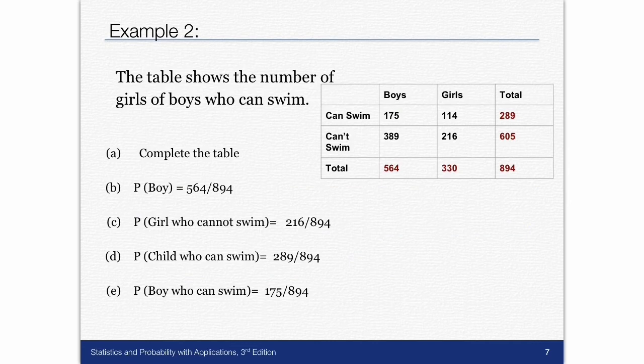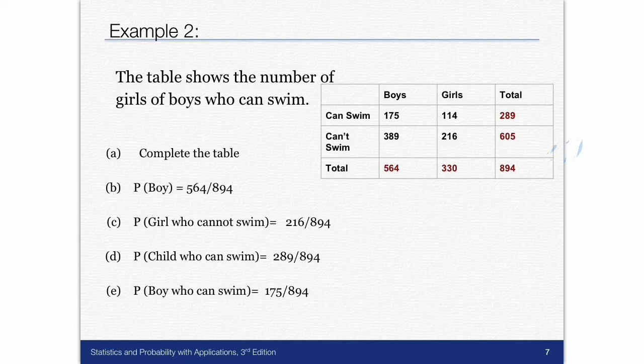So here's another type of problem you're going to see on your homework. The table shows the number of girls or boys who can swim. All right, so you're going to get a partial table, and using addition and subtraction, you're going to fill in the gaps. I've already done that in this table, so I'm assuming that you can do that on your own. So part A just says complete the table.